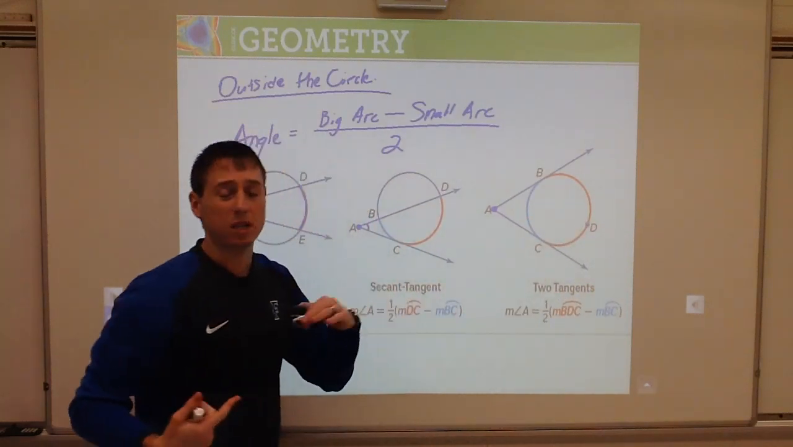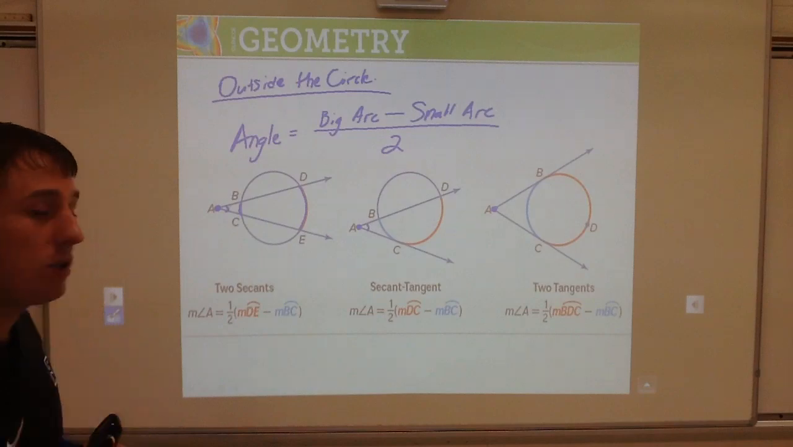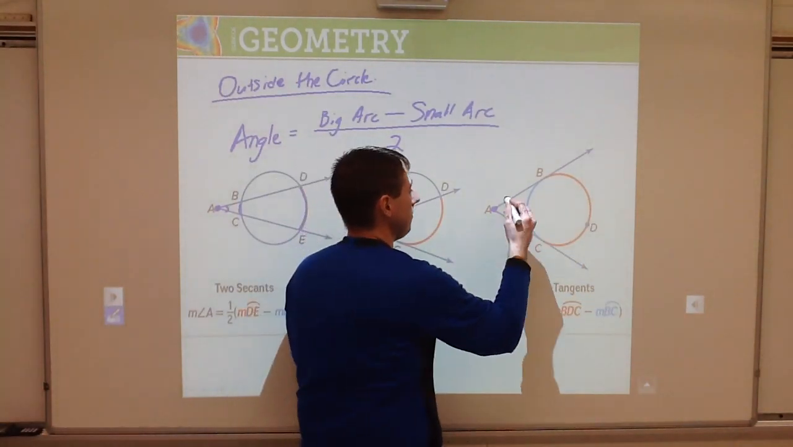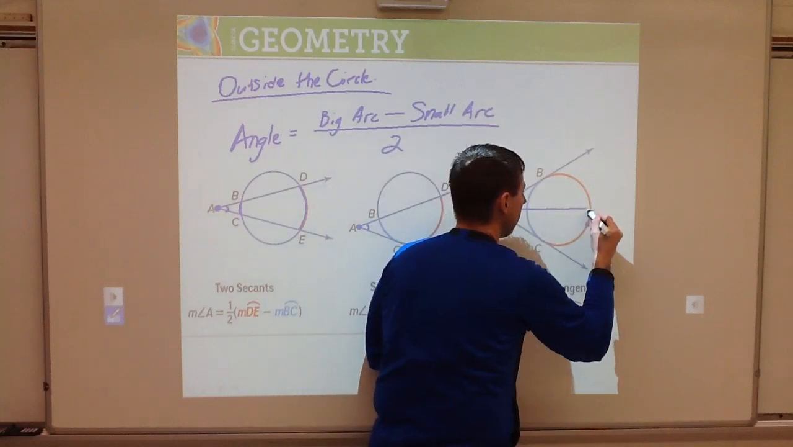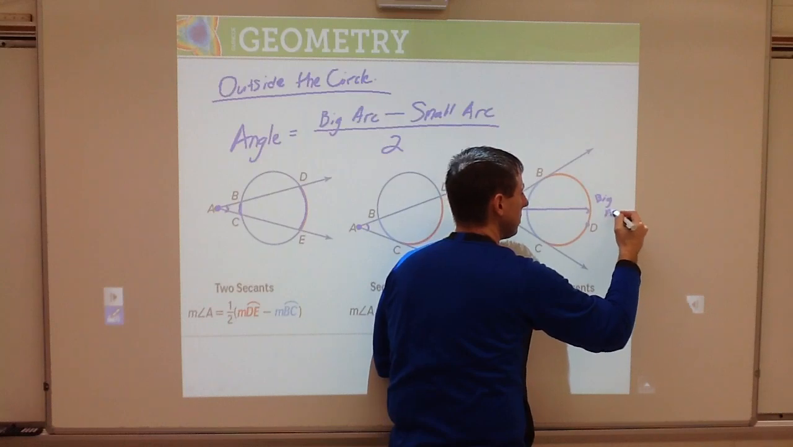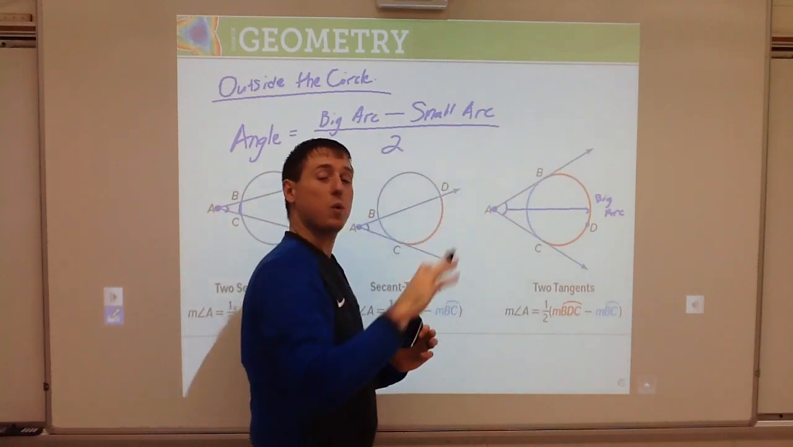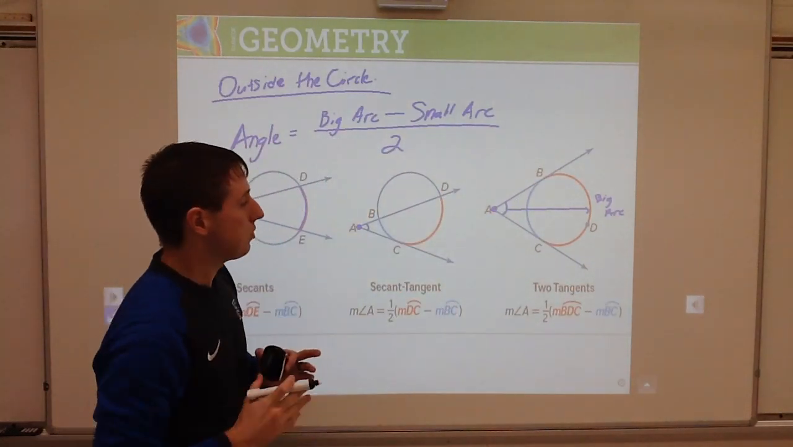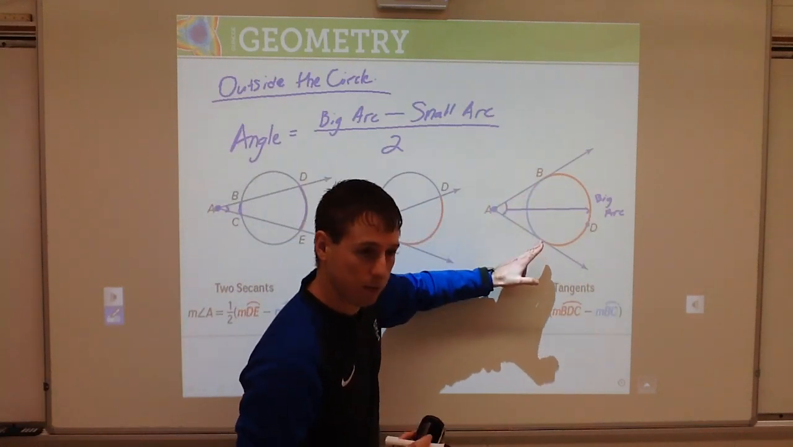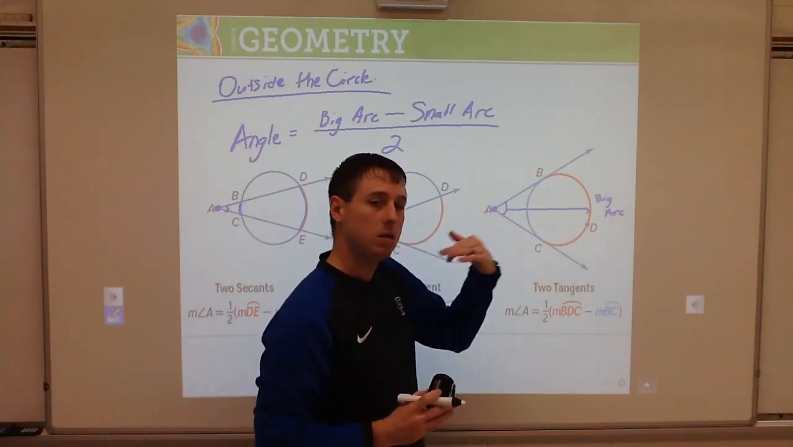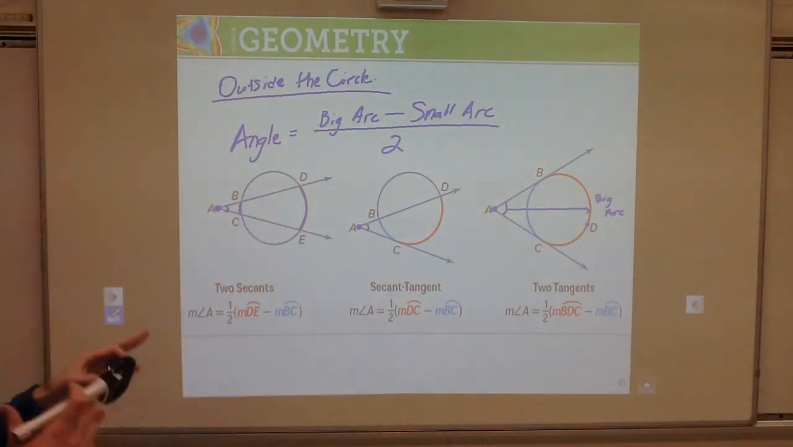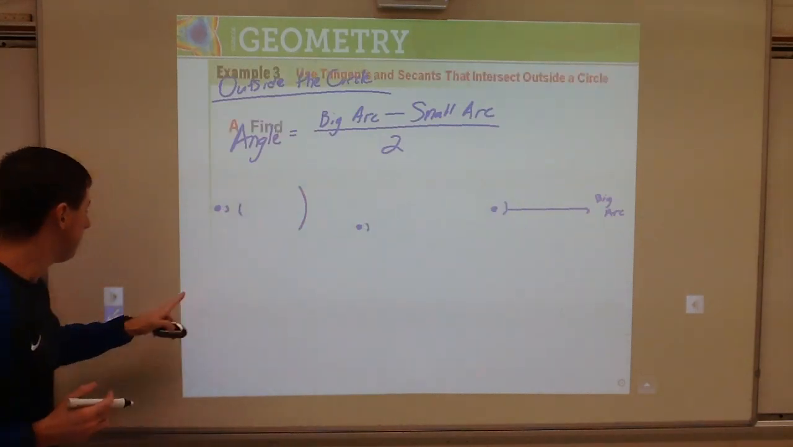Now another way to remember big and small, if you can't really tell which one's bigger: the one that is farther from the angle. If I'm looking at an angle right here, the one that's farther away, that's always your bigger arc. If it's hard to tell which one's the big and which one's the small, the one farther away has to be bigger, just by the way the lines are going. So the one farther away is my big, the one closer is my small, big minus small divided by 2. Okay, so here we go. We'll do a couple of these, just to kind of show you the different ideas.